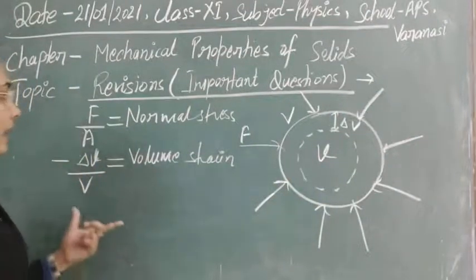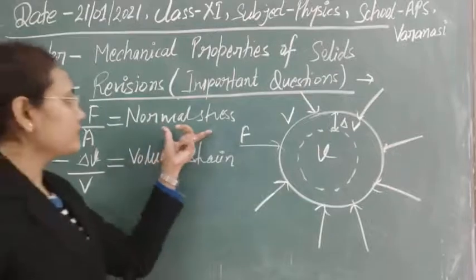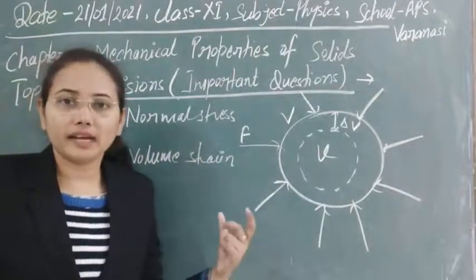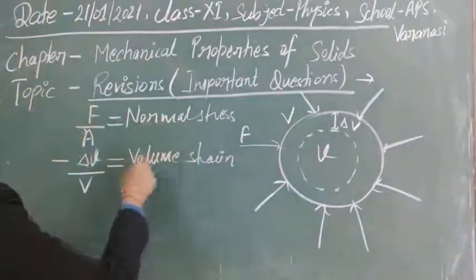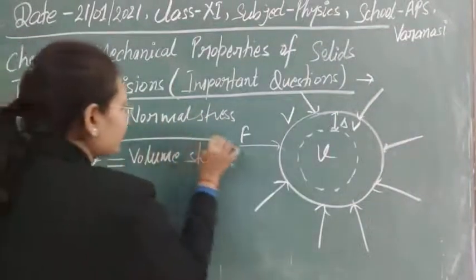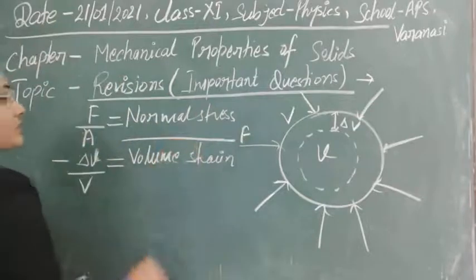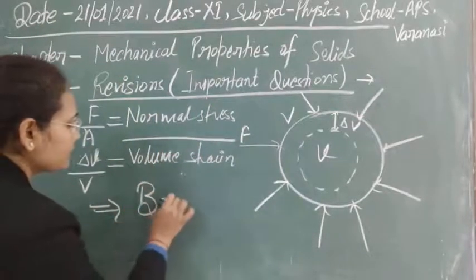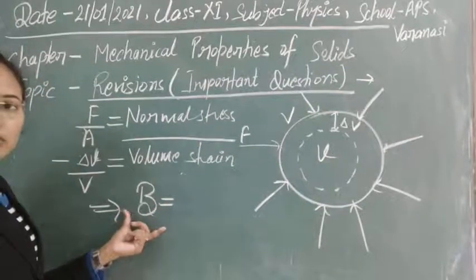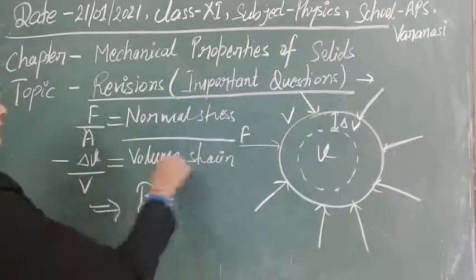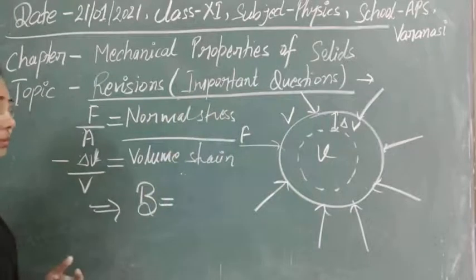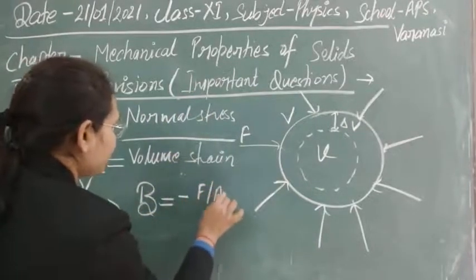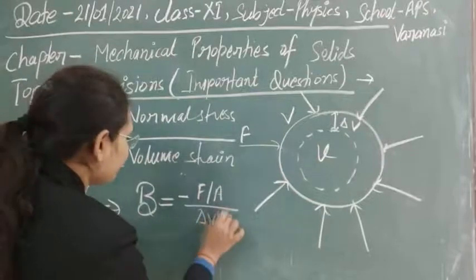for this strain. And now we know that when we take the ratio of stress to strain, we get the elastic constant. So here the elastic constant that we get from the ratio of this normal stress to the volumetric strain is the bulk modulus of elasticity. This is known as the bulk modulus of elasticity. It is equal to the normal stress over the volume strain, and you can write it as F by A upon delta V upon V.